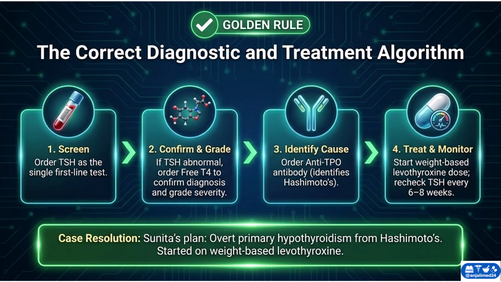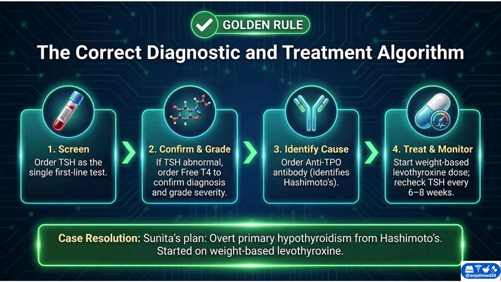Now, let us put everything together into a simple evidence based approach for diagnosing and treating hypothyroidism. Step 1 is screening. Order TSH as the first line test in any patient with symptoms suggestive of hypothyroidism. Step 2 is confirmation. If TSH is abnormal, measure free T4 to confirm the diagnosis and determine whether the disease is overt or subclinical.